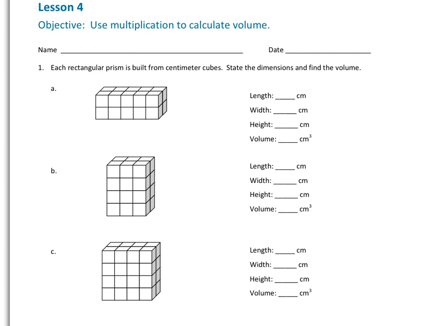Today we're going to take a look at Lesson 4 of Module 5. The objective says use multiplication to calculate volume. Number 1 says each rectangular prism is built from centimeter cubes. State the dimensions and find the volume.